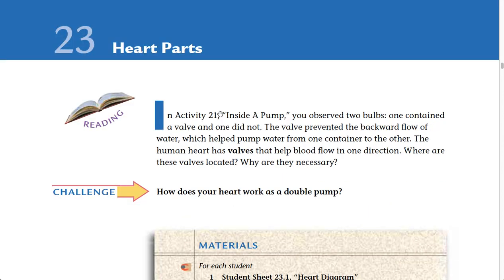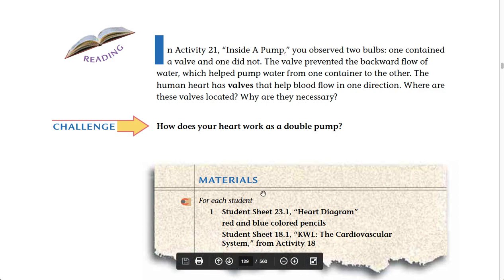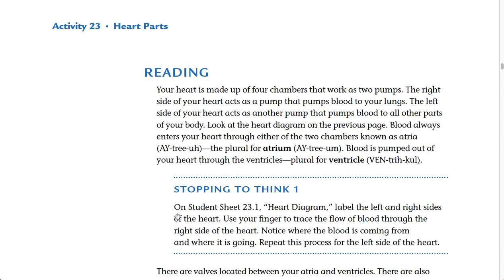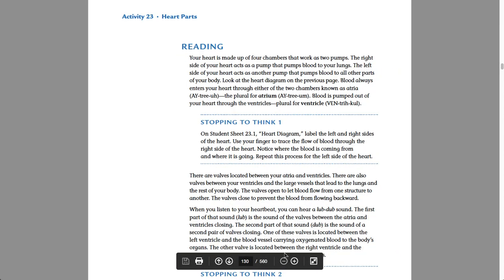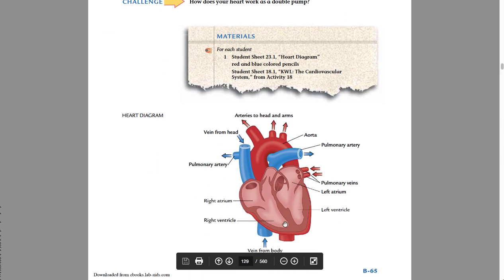You should have picked up the sheet on your way in, which is student sheet 23.1, heart diagram. Red and blue colored pencils are located in the classroom, so make sure you have those available as well. All right, here is the heart diagram, which let me pull up here, zoom out some. So your heart diagram, this is a very good diagram that shows how blood enters and exits the heart.